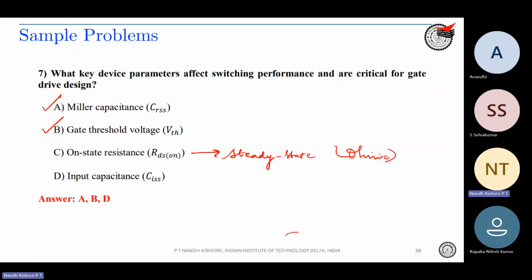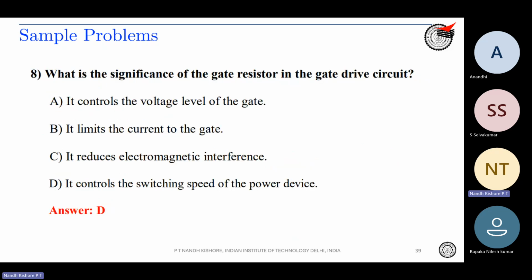Right, when the device is in the transition region, I mean, the saturation region, right? When the device is experiencing transients. Okay, fine. What is the significance of the gate resistor? So, not EMI, it limits the current. Yes, it can limit the current, but it doesn't necessarily limit the current, and it controls the voltage level of the gate. No. So it controls the switching speed of the power device.